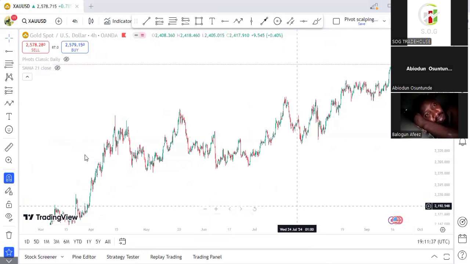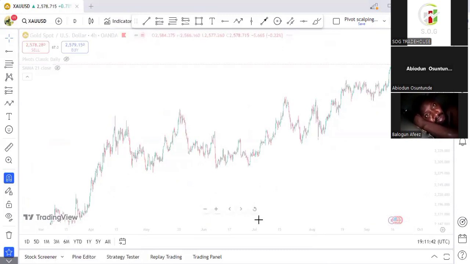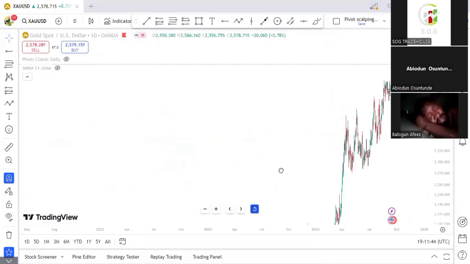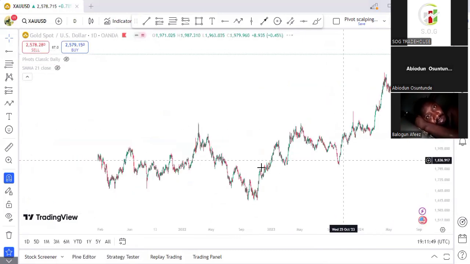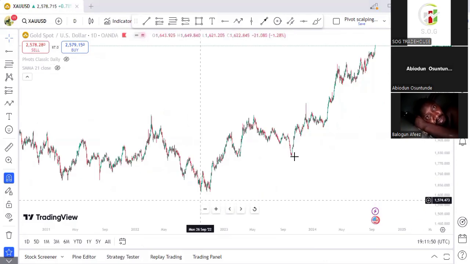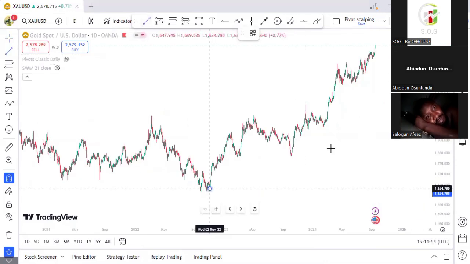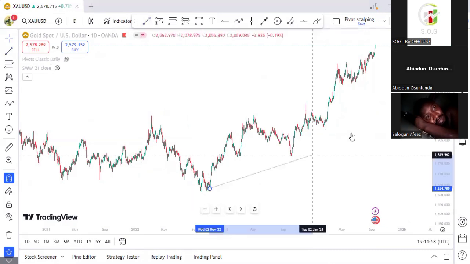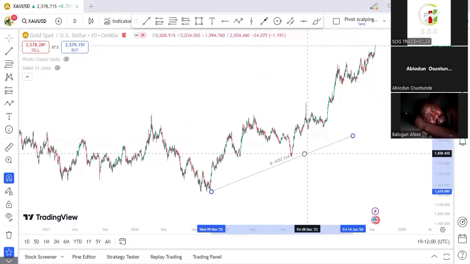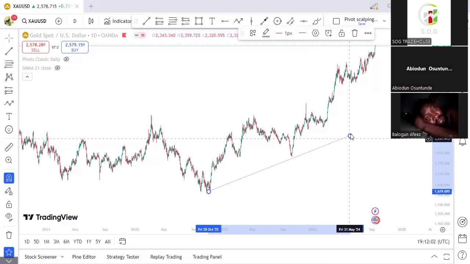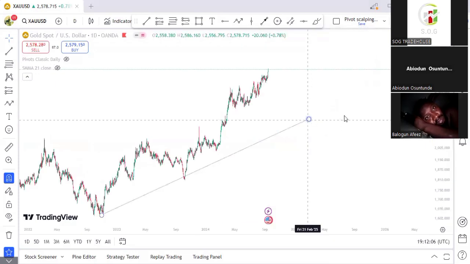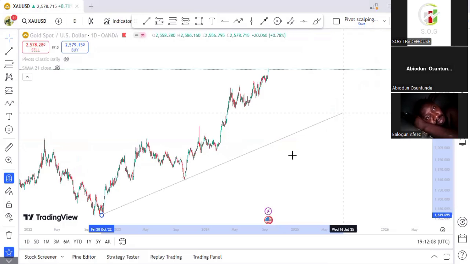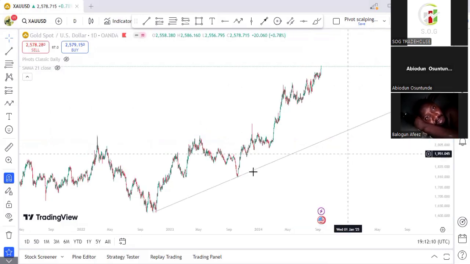So as you know, we start our analysis from the daily time frame. On gold, you can see this low over here, and there's another low over here. So we'll connect our lows. So guys, whenever you open your chart, the first thing that comes to your mind is to try and connect your trend lines. As we trade based on trend lines, not really support and resistance. We use support and resistance as confluence.